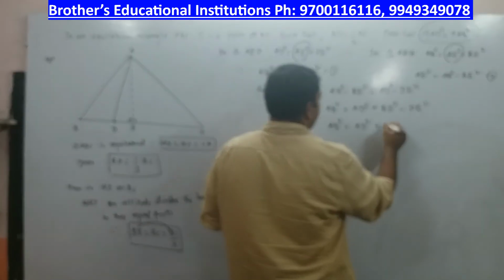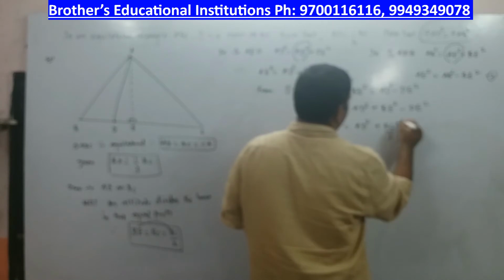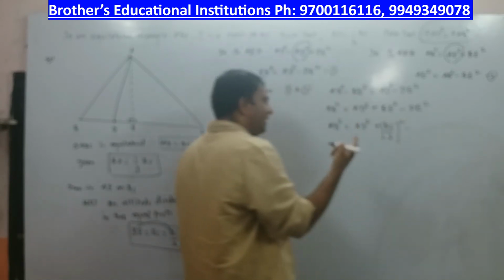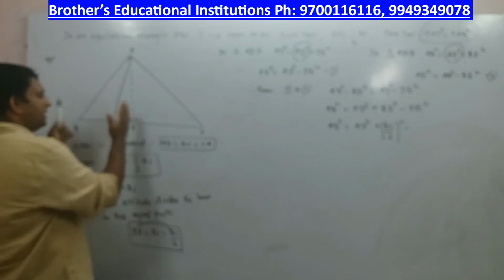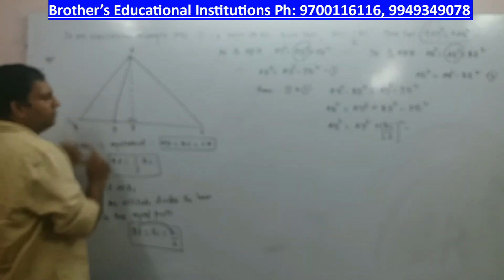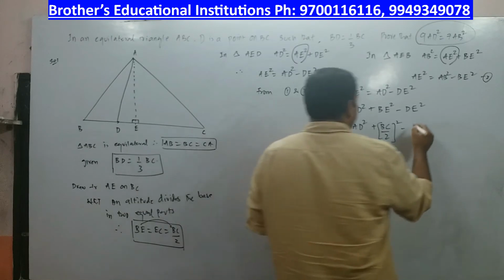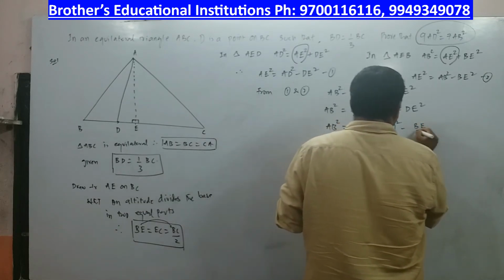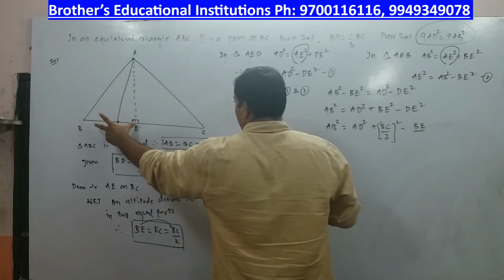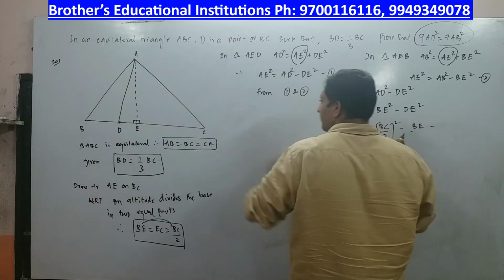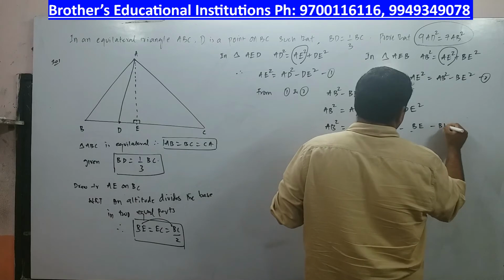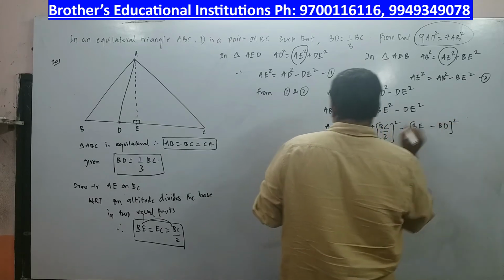Alright, so I will write this as (BC by 2) whole square minus DE. Where is DE? This is DE. Now this DE can be written as BE minus BD. So I will write this DE as BE minus BD, and that is a square again.